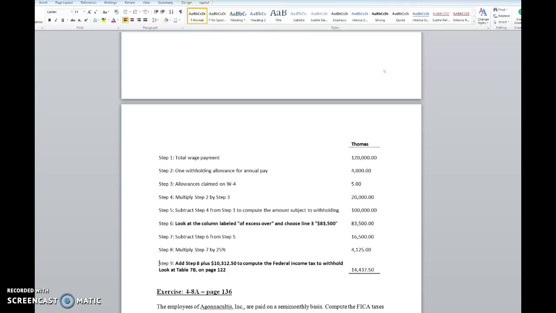As I stated before, it really does truly depend if they're married or single, along with how often they get paid, and that will determine which table you will be utilizing in the percentage method.